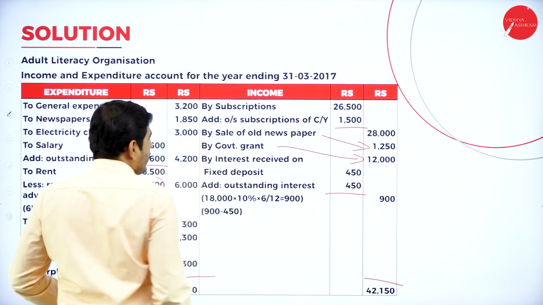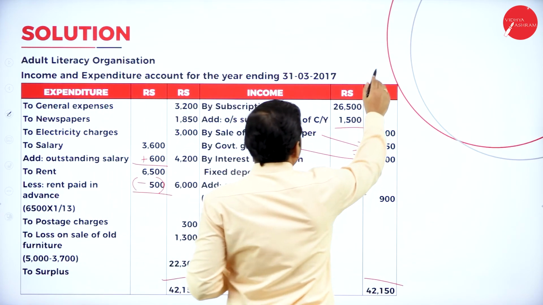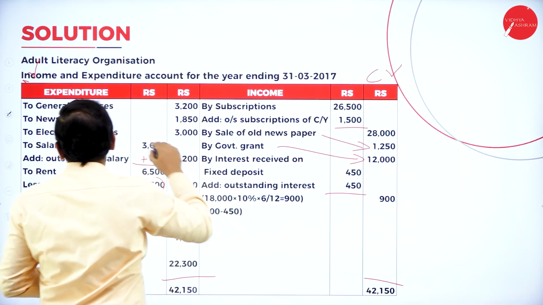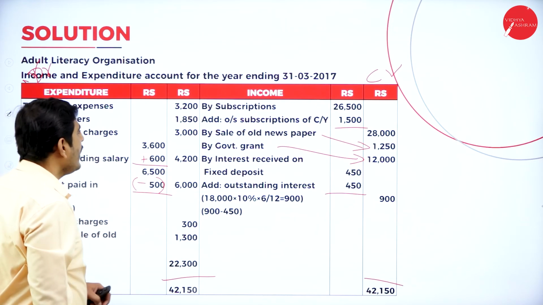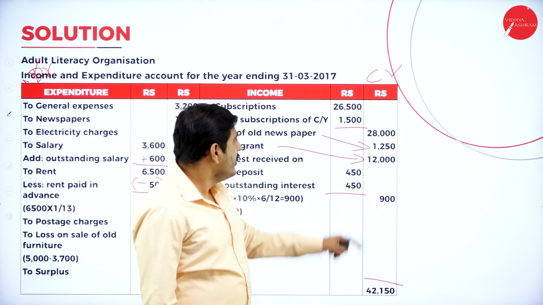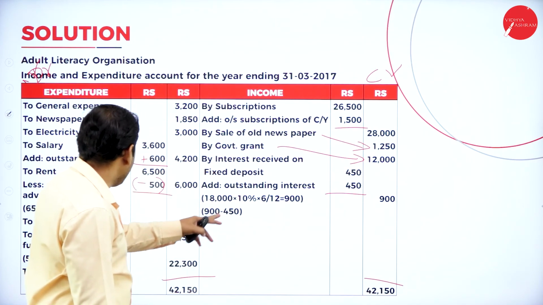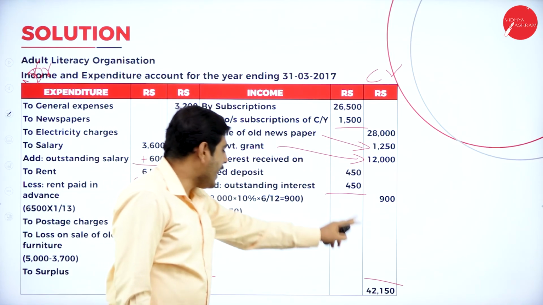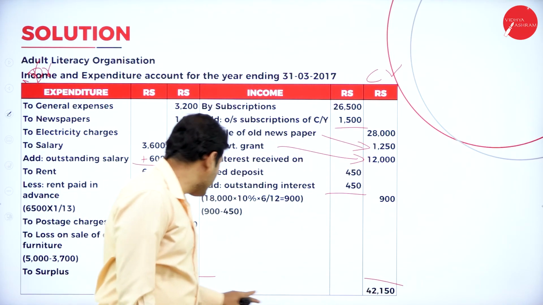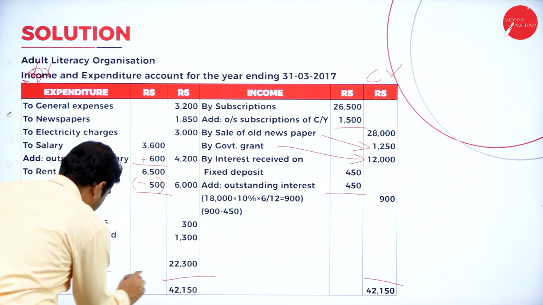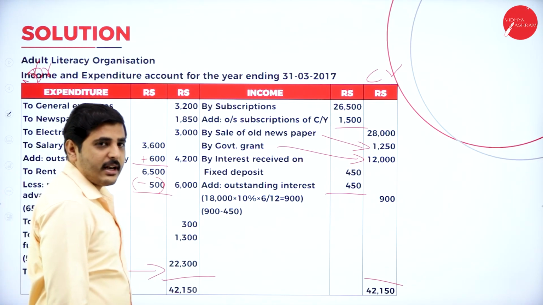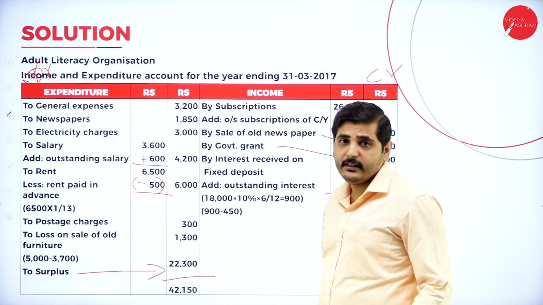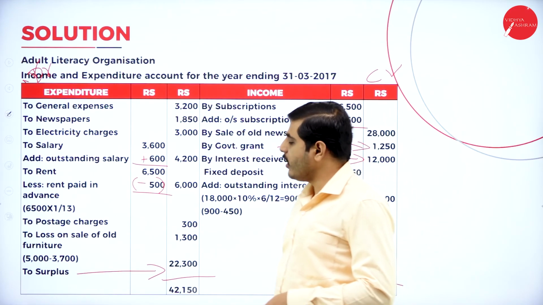So what is the difference? Add both the sides, the debit side and the credit side. This is the credit side, and this is the debit side. When I added both sides, I got more amount on the credit side and a lesser amount on the debit side. So I have tallied which is more, 42,150. Now I got the difference on the debit side, 22,300, which is the surplus. If I got the difference on the credit side, that would have become a loss or deficit.